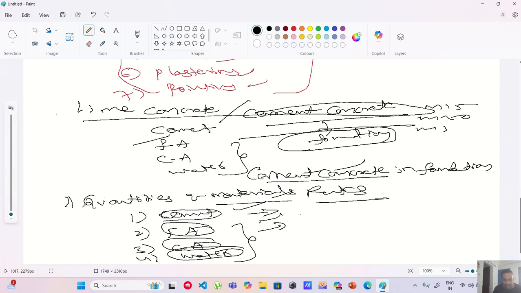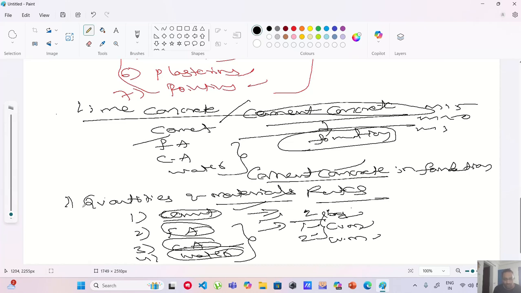For example, I'll go with a problem. I will clearly explain how to calculate the quantities also. Finally I got some quantities. Cement is, for example, 2 bags, fine aggregate is 1 cubic meter, coarse aggregate is 2 cubic meter, whatever it may be. Just say it is an example. I got these quantities. Cement, 2 bags required. For fine aggregate, 1 cubic meter is required. Coarse aggregate, 2 cubic meter is required.